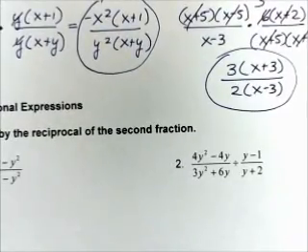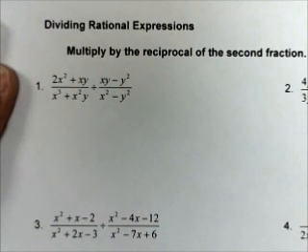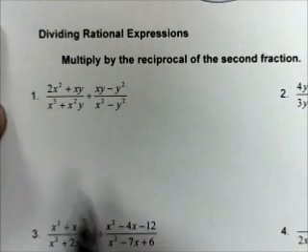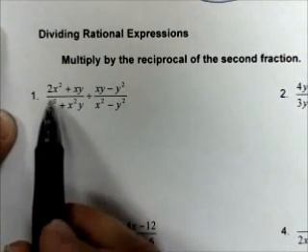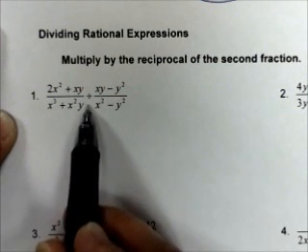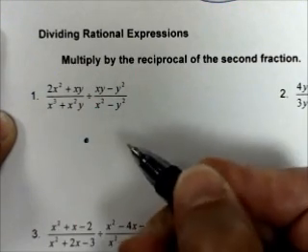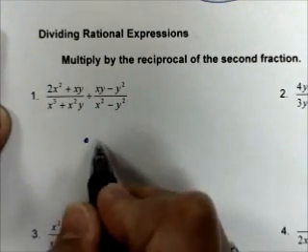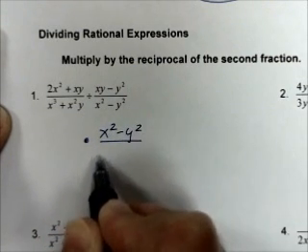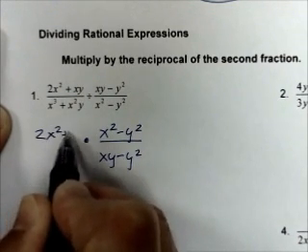Next, dividing. Again, you've seen this before. What we're simply going to do with the division is multiply by the reciprocal. So in number 1, I have the first rational expression divided by, I'm going to change that division to multiplication, and we're going to write the reciprocal of the fraction that follows. So this is going to become x squared minus y squared over xy minus y squared. And the first fraction just stays as it is.